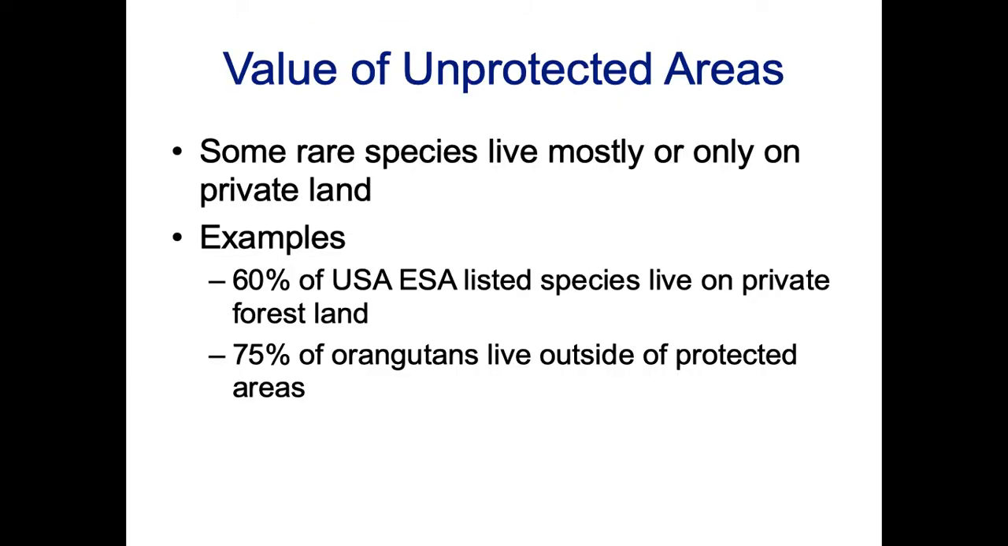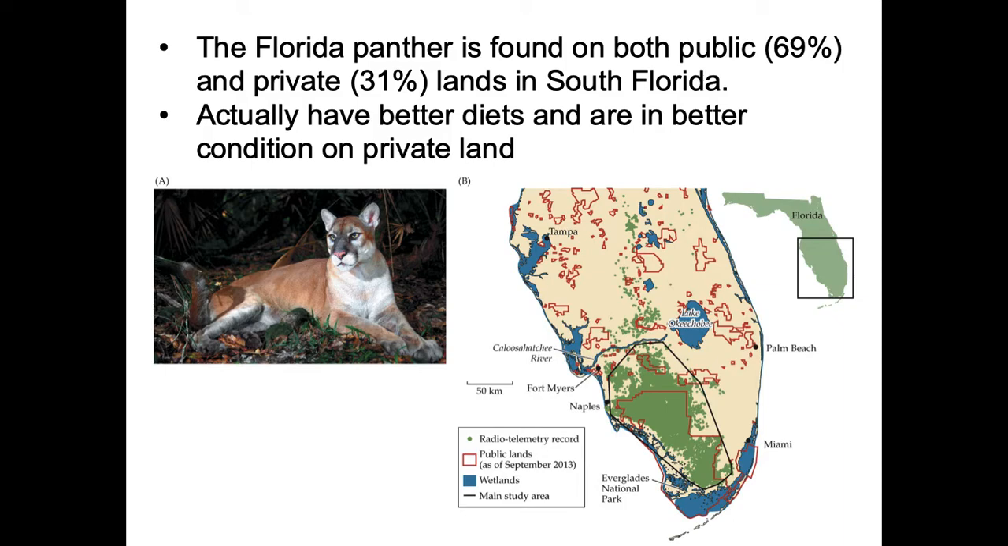The value of unprotected areas is that some rare species live mostly or only on private lands. Some examples are that 60% of the United States Endangered Species Act listed species live on private forest land. Outside of the United States, 75% of orangutans live outside of protected areas. And so this is common, so we need to think of ways to bridge conservation to these unprotected areas.